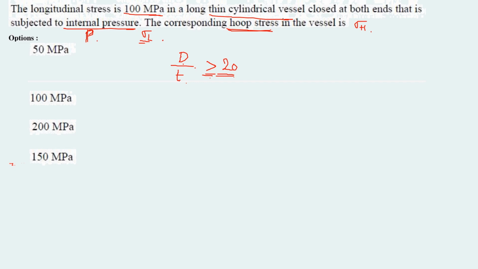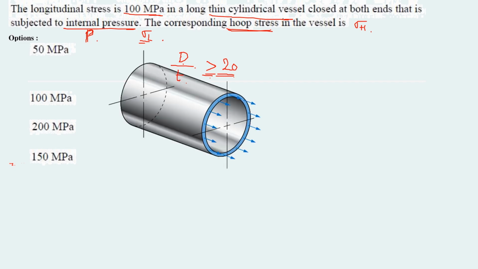Now let's consider a cylinder which is subjected to internal pressure. If we take the sectional view as shown here in the figure, we will have longitudinal stress sigma L acting on the sectional view along the circumference of the section. Now the fluid exerts the internal pressure P on the other side of the vessel, that is the closed side.